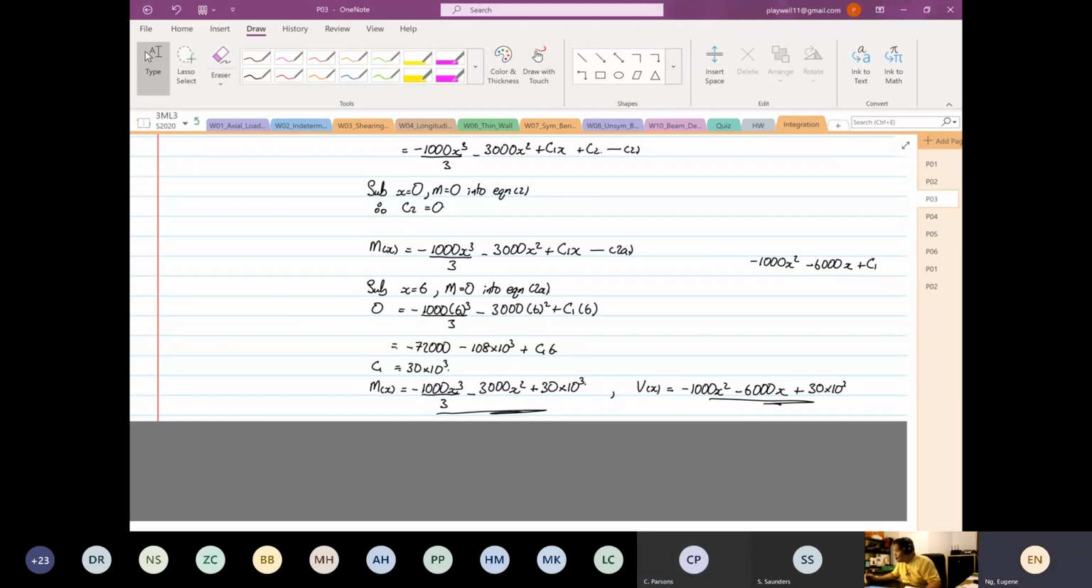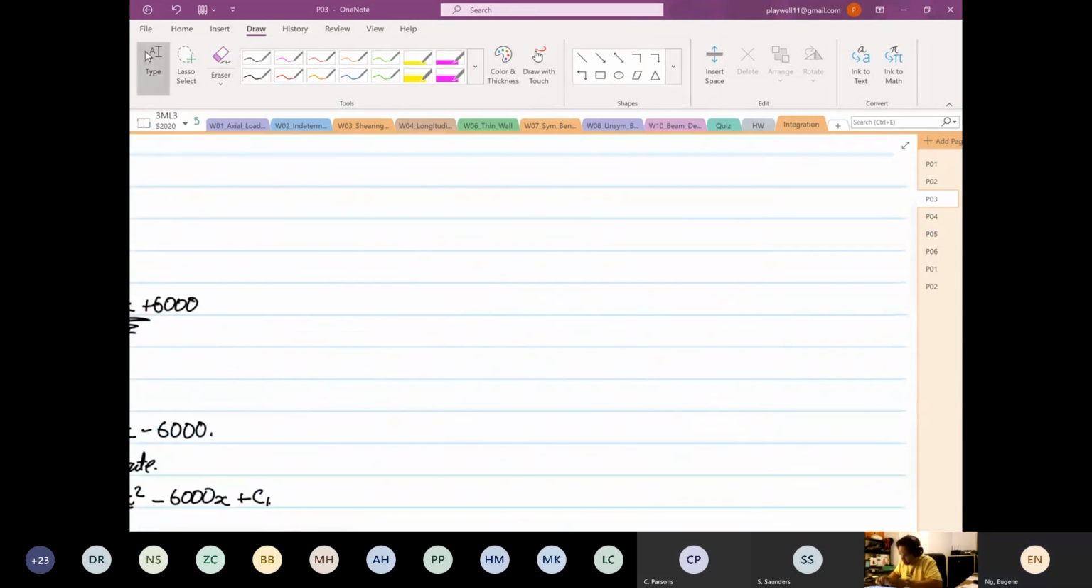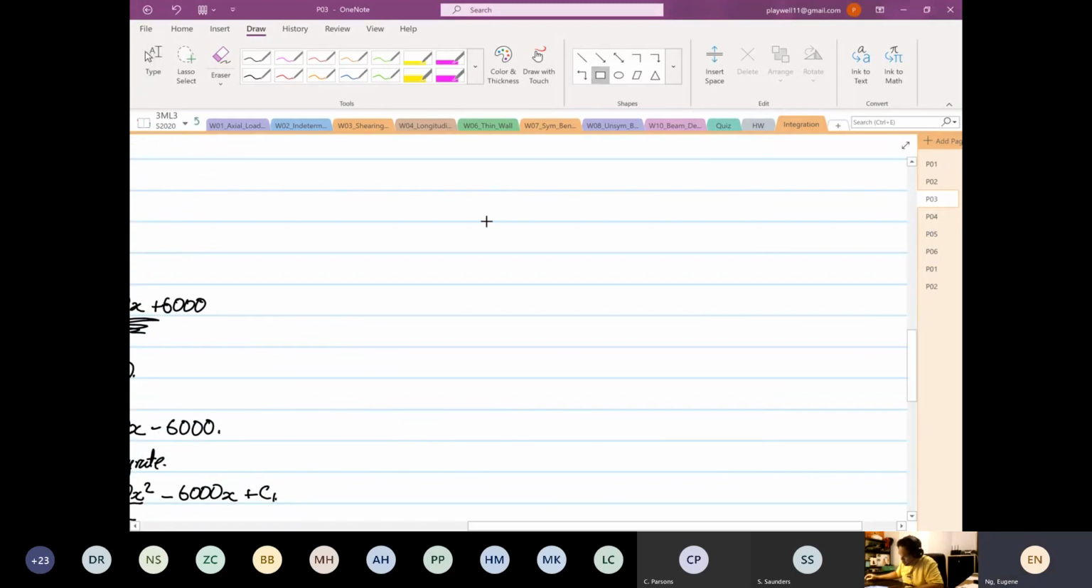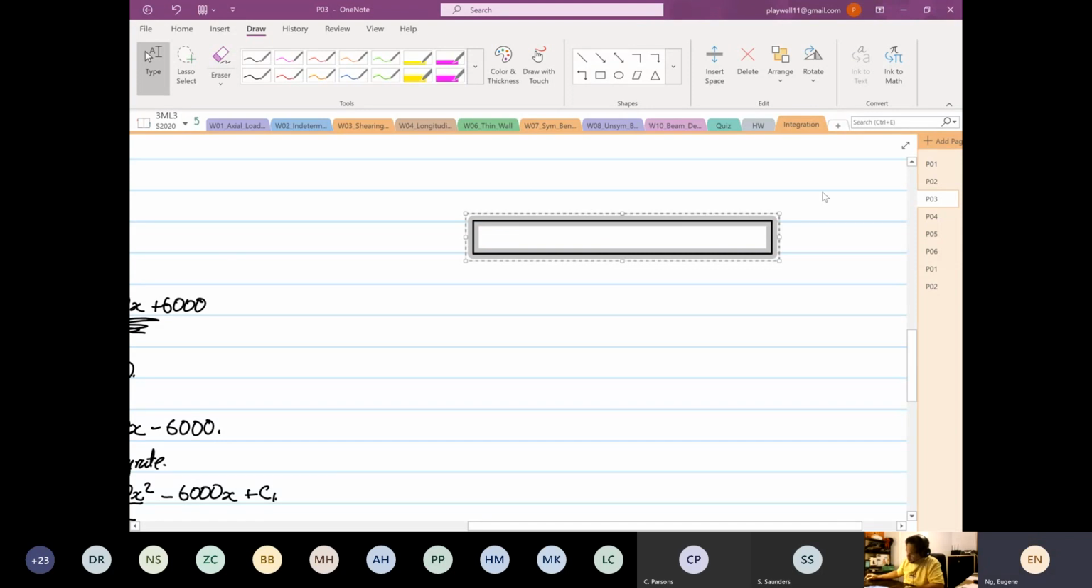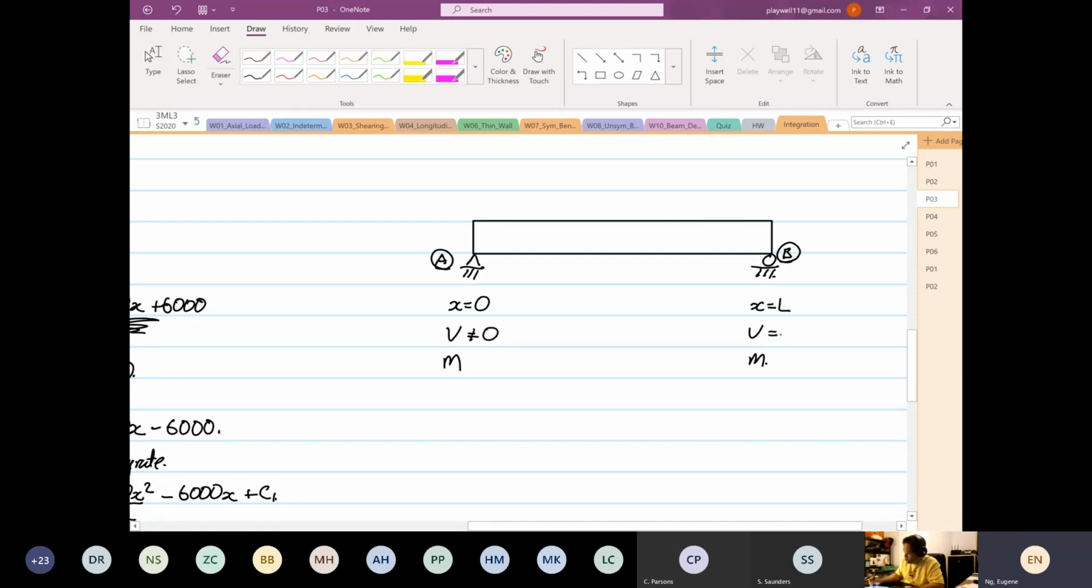Could you explain the moment boundary one more time? Okay. So let's look at the moment boundary. If this is our beam, thank you for telling me, and this is our point A and this is our point B. If we look at x is equal to 0, and we call this x is equal to L, if we look at V and M, we know that V over here is not equal to 0, because you have a reaction at point A and a reaction at point B. It's not equal to 0. But the moment is equal to what? 0. Why?